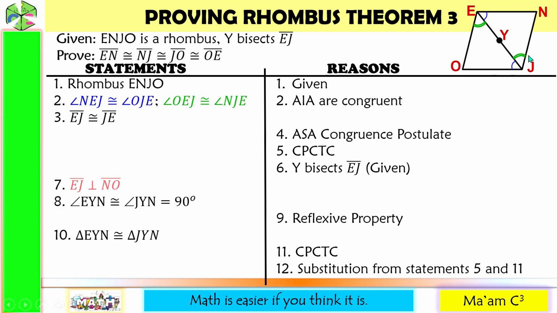Next statement, EJ is congruent with JE. So it is just the same line. So we know that it is reflexive property. So let's examine. We have angle, side, angle. That's why the next reason is ASA. Angle, side angle. With angle, side angle.